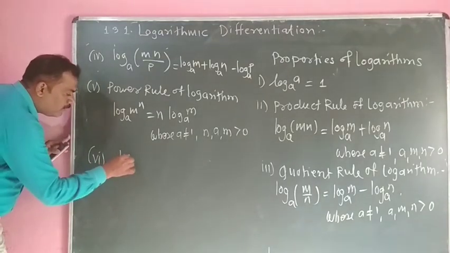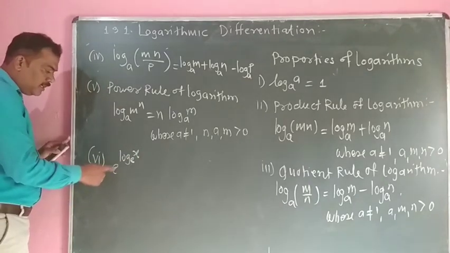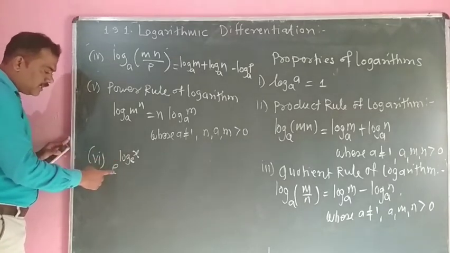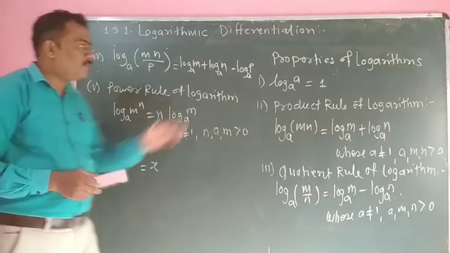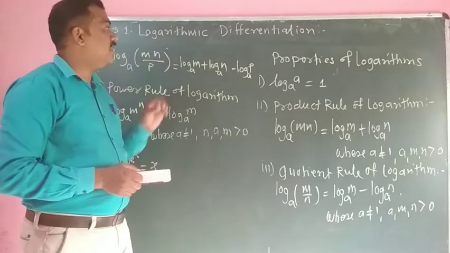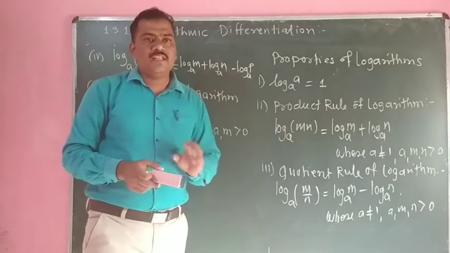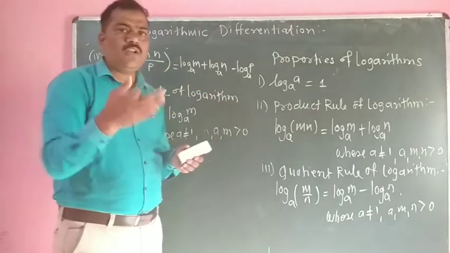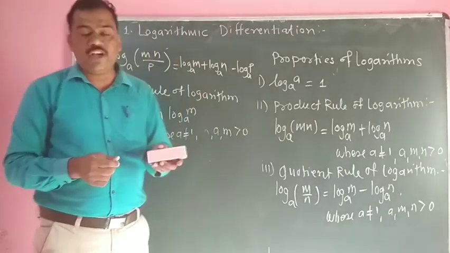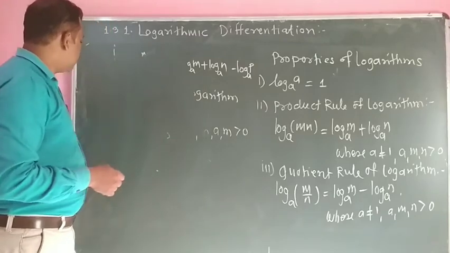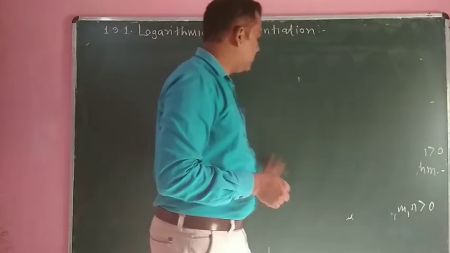Also there is one more property: e raised to log of x to the base e, with the exponential function e raised to the logarithmic function, its value is nothing but x. These are the properties of the logarithms. When we discuss logarithmic differentiation, we use all these properties. This type of example with the help of the log, we have already solved in exercise number 1.1, where we solve this example.